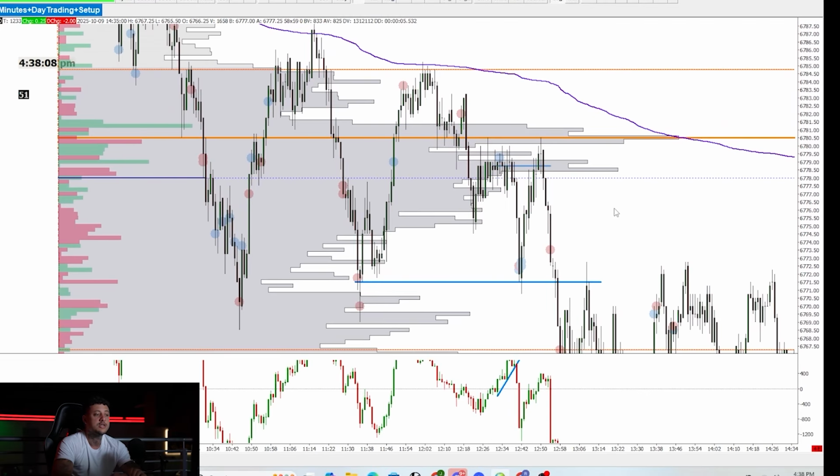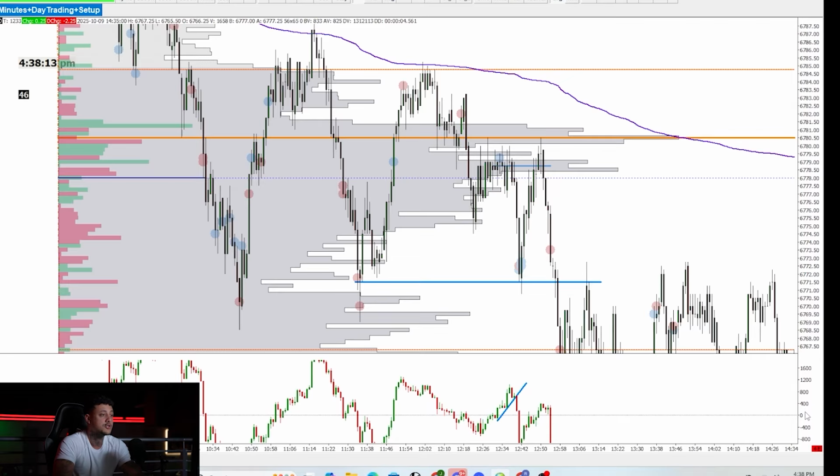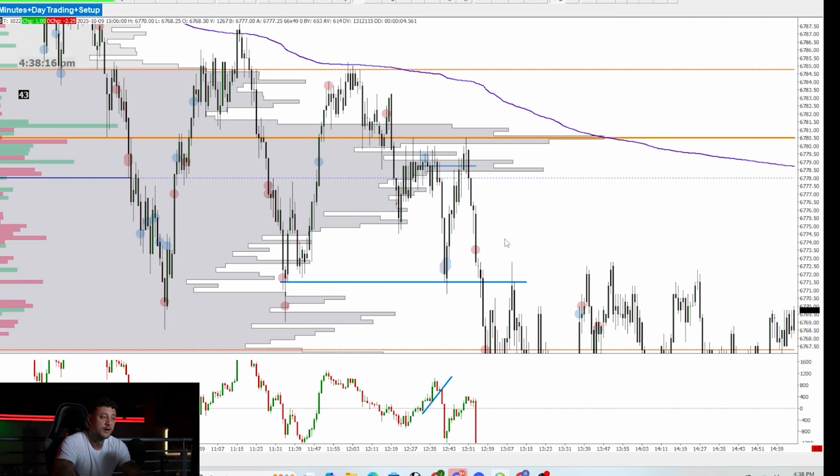Again, this is me using a lot of the information from the volume profile and then also looking at a DOM as well. And I'm giving you guys the breakdown on the volume profile only.